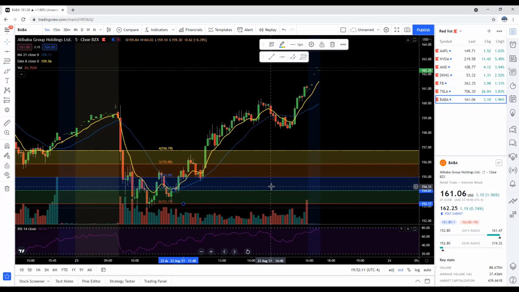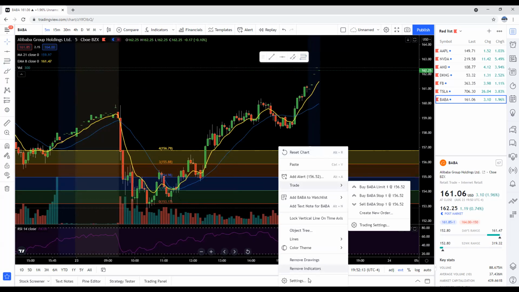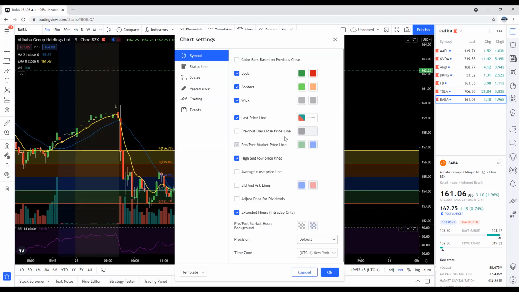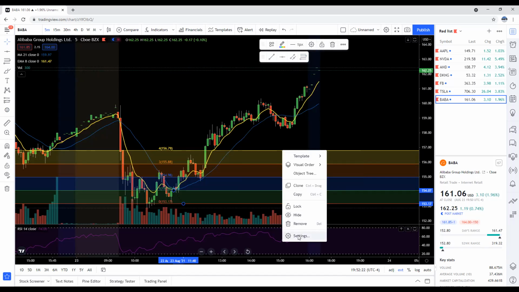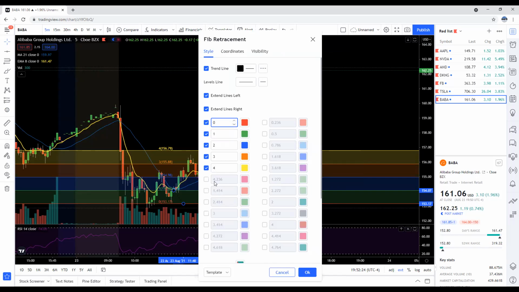To add this setting, I believe all you have to do is go to settings, and no, this is not it. Hold on a second. Go to settings here and change the fib retracement. Just get rid of all of these and change the first one to 0, the second 1, 2, 3, 4, and this is your stop loss.